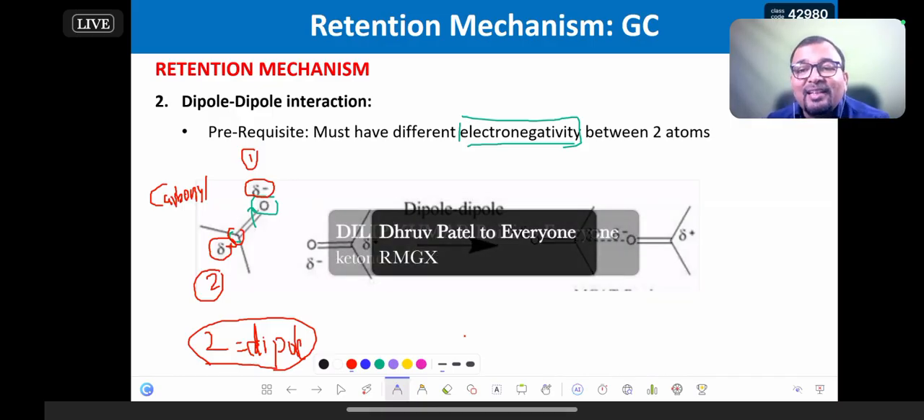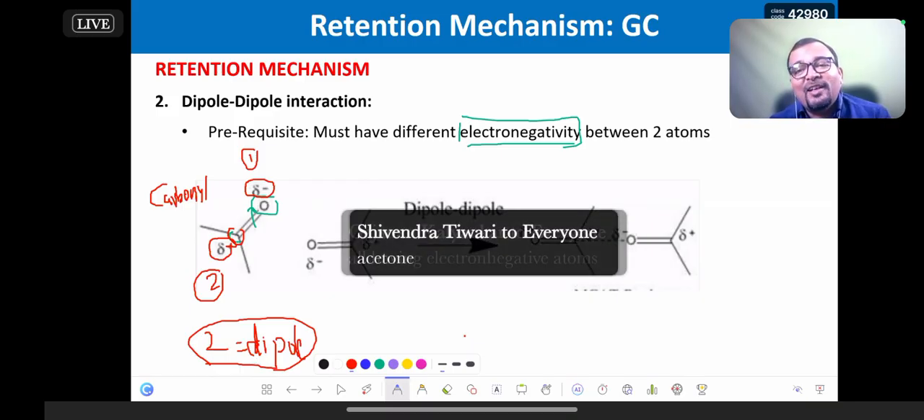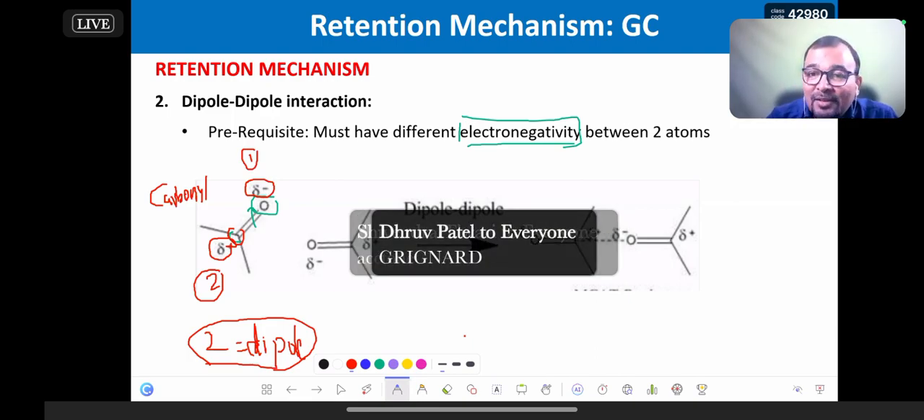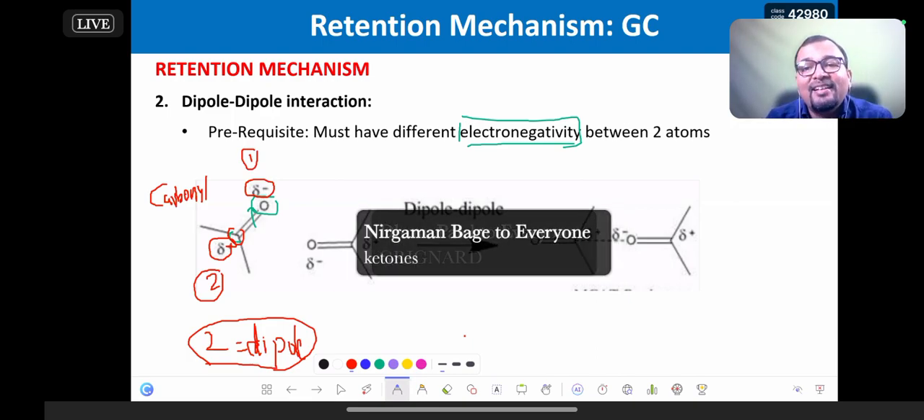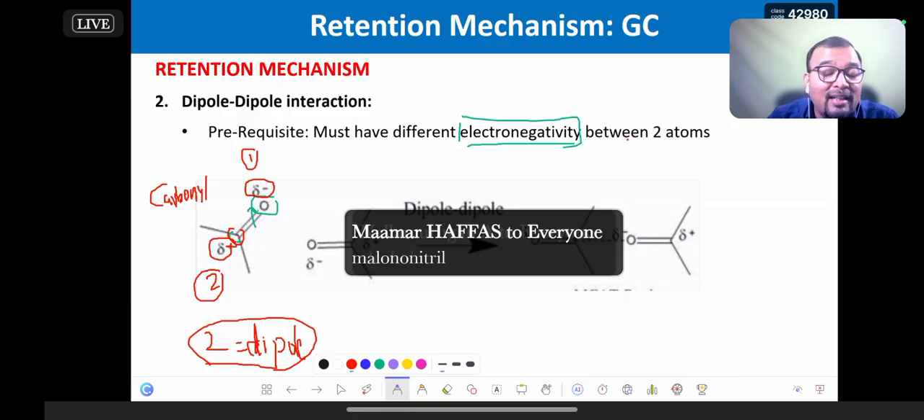What is RMgX? I don't know. Dhruv Patel says RMgX. All having electronegative atoms. Okay. Acetone has the dipole. Grignard reagent. Okay, Grignard reagent. Ketones. You understand now? So these are the functional groups which can carry the dipole.